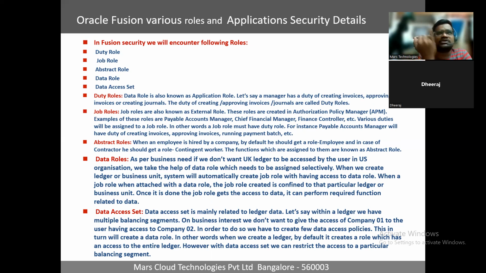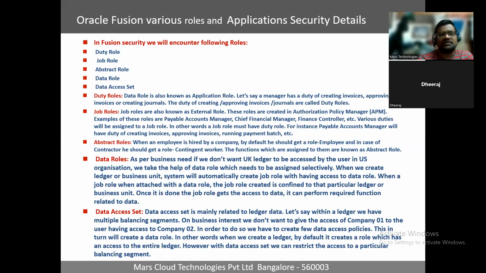So abstract roles are some of the roles which do not require any data access. The best example is the employee role. Once you apply the employee role, there is no need to have any data access, so automatically some of the privileges will be inherited by the system. Similarly, the application implementation consultant role does not require any kind of data access. Once you have that, we are able to see setup and maintenance in our dashboard. So that is also one of the roles that does not require any data access. That is called an abstract role.